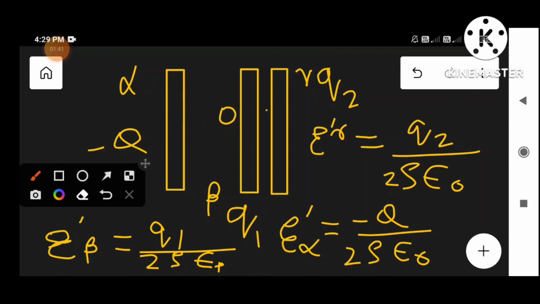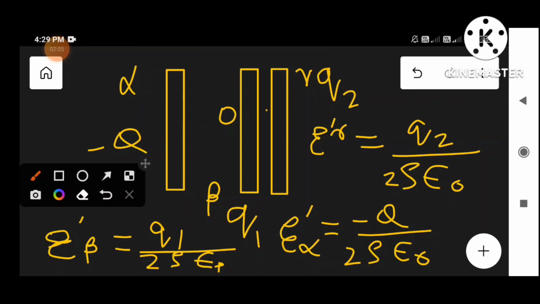Now what I want to ask is that we have three expressions for three different electric fields at point O, so they must all add up to be 0, right? Because the plates beta and gamma are at the same electric potential, which means there is no change in potential, which means the electric field at that point will be 0. There will be no gradient in potential, so E is 0 because dV is 0.